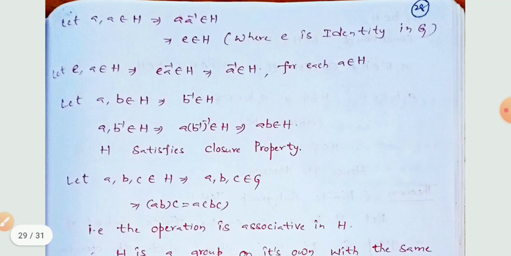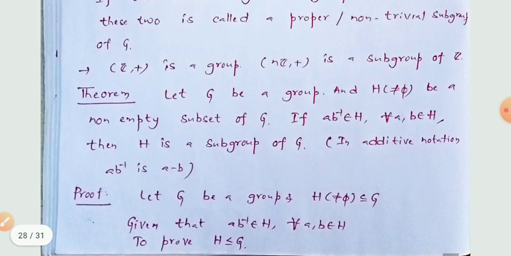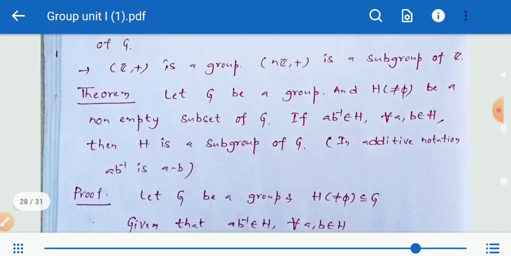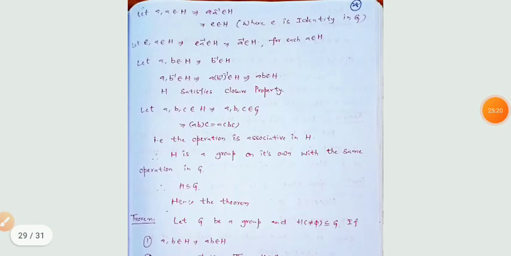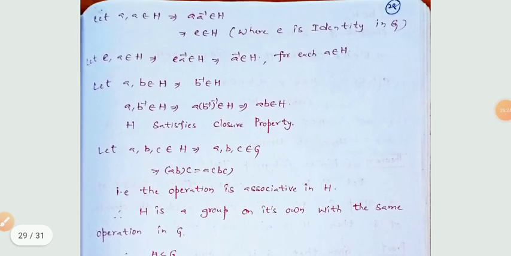Let me take a, a. Then a, a belongs to H, and that becomes aa⁻¹ belongs to H. Here aa⁻¹ becomes e. Here we have to use the given condition: a, b belongs to H becomes ab⁻¹ belongs to H.